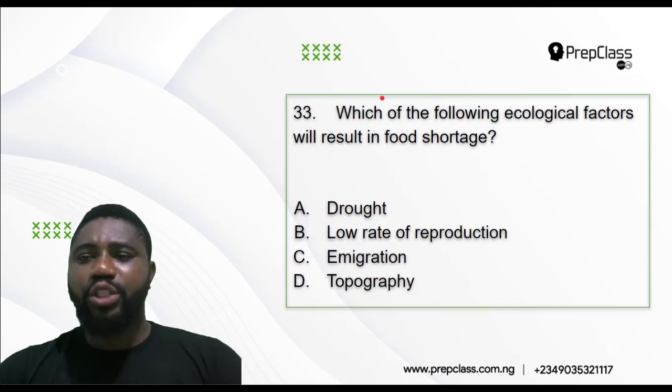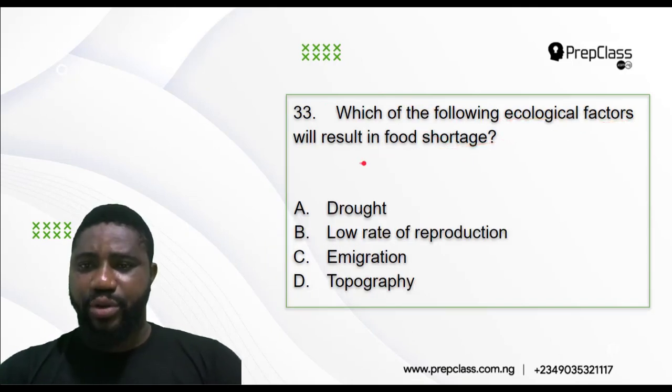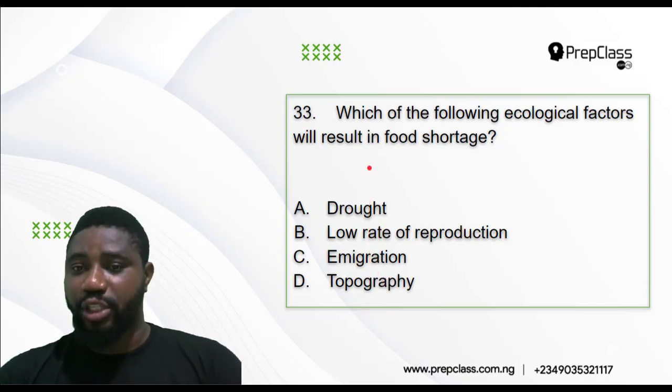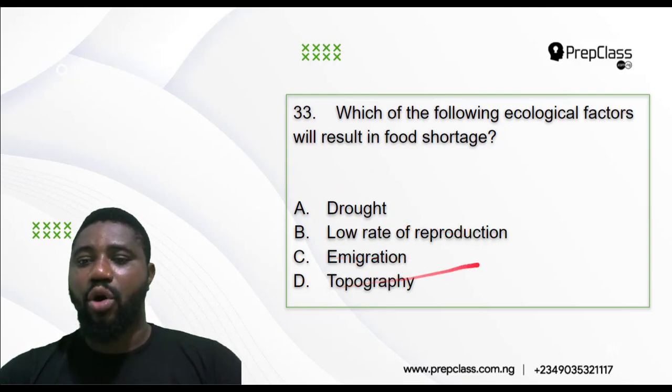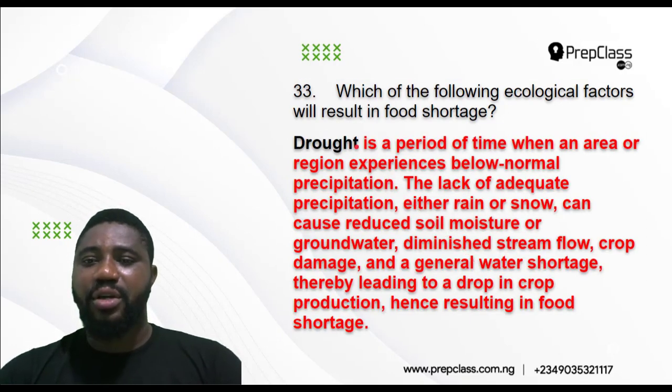33. Which of the following ecological factors will result in food shortage? Drought, low rates of reproduction, emigration, topography. So which one will result in food shortage?